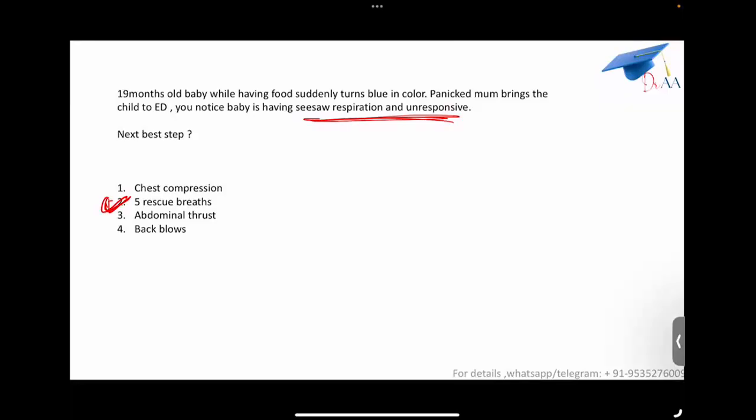Doctor, what is seesaw respiration? Seesaw respiration is where only the abdominal muscles take over. You can see the abdomen distending and compressing because there is diaphragmatic paralysis and all the other accessory muscles of respiration are not responding. That means he's going into respiratory arrest. So basically this means he's in impending respiratory arrest.